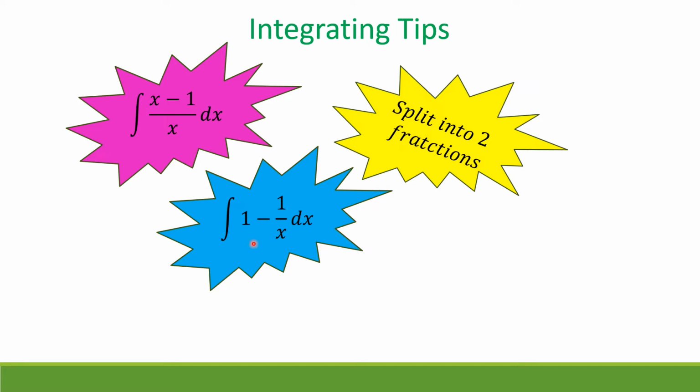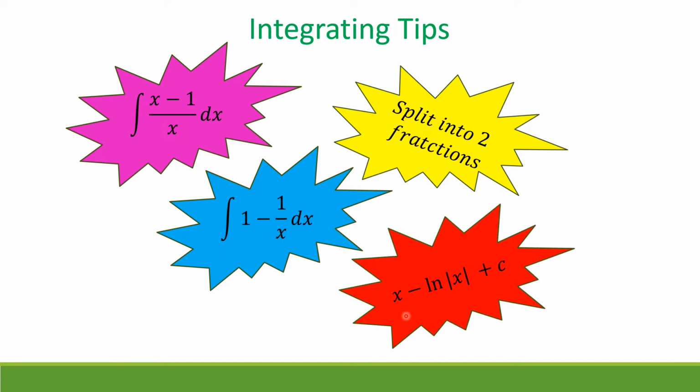From here it is now easy to integrate. We know the integral of 1 is just x. We know the integral of 1 over x is ln x, which means my answer is going to be x minus ln x plus c. Remember to always add your c when you are integrating.